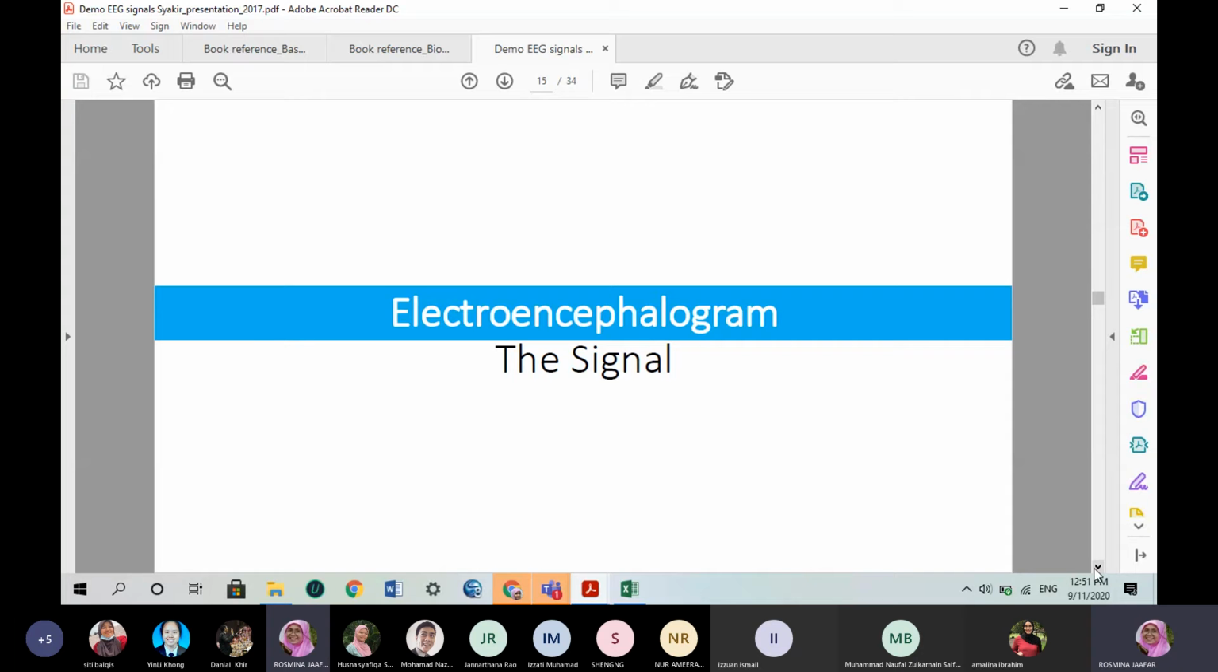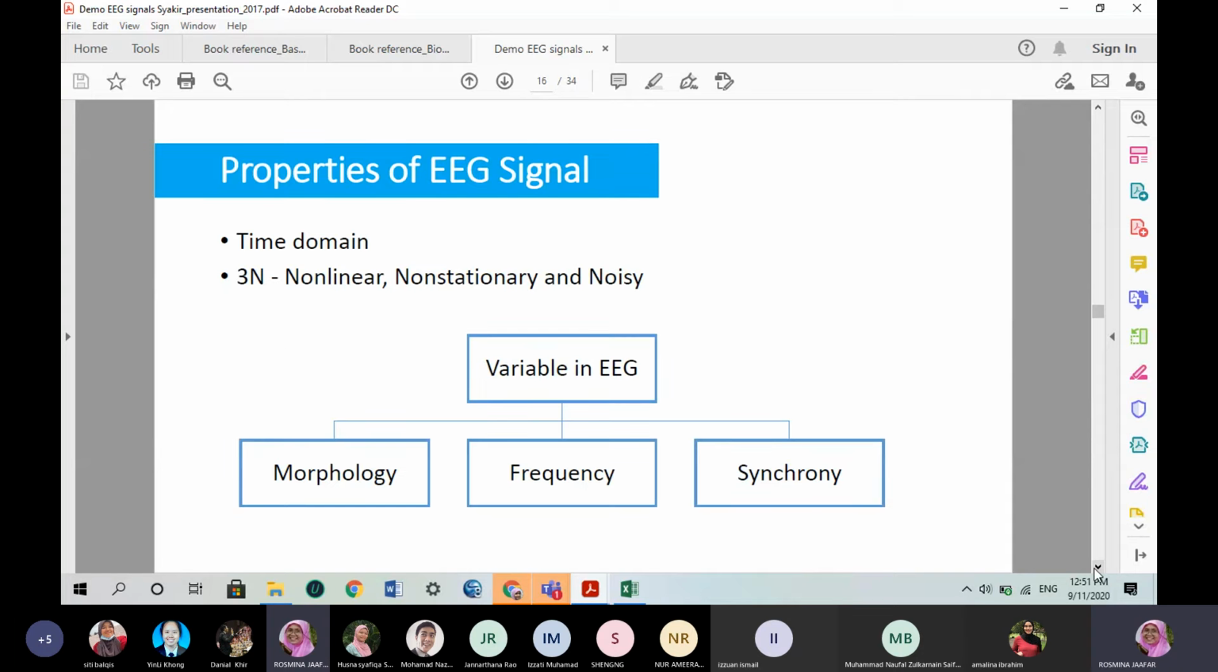So the EEG signal itself, analysis can be done in the time domain. The EEG is non-linear, non-stationary, and very noisy. So these are the properties of the EEG, and this is the main challenge. Yet you have to come up with something.